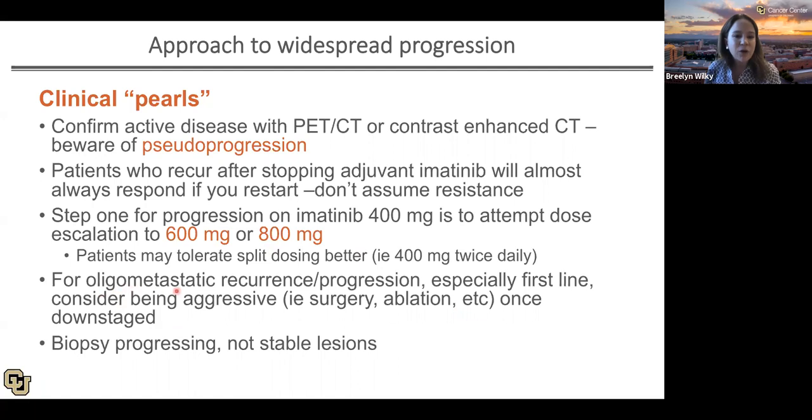Again, for recurrence and progression that is only in a few sites of disease, I try to be aggressive. Once we get a response, we get the disease controlled. For patients who don't have too much disease, I think about surgery or ablation, especially in that first line, just because, again, if we can reset the clock, many patients will do very, very well for a longer period of time. And then finally, if you are going to biopsy to get additional mutation data, make sure you get a true progressing lesion in an area of the tumor that's progressing and not stable lesions, to increase your information.